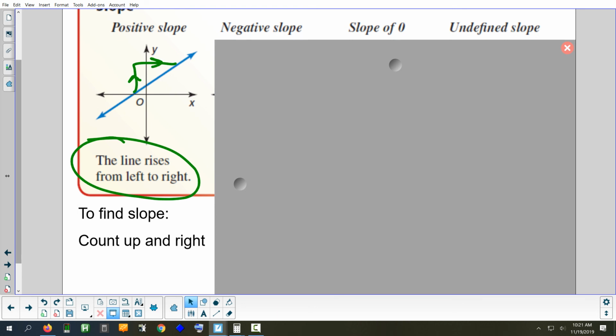Okay. You count up and right. That's how you would do it. If you had a point here and here, count up, count right. Now here I can't do it because I don't have a grid. I don't have a grid, so I don't know.